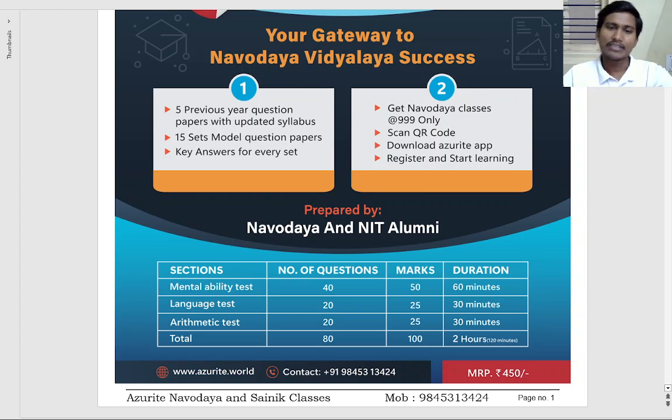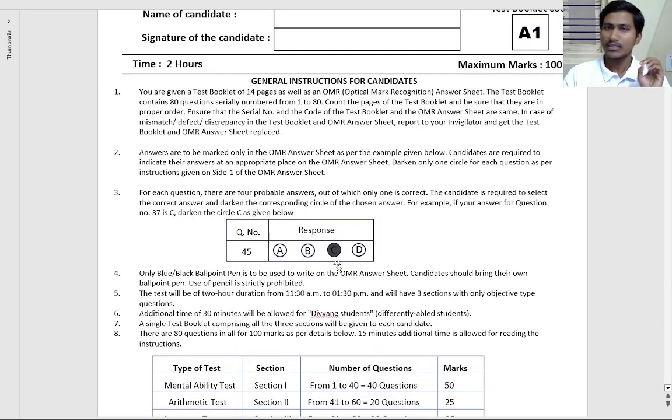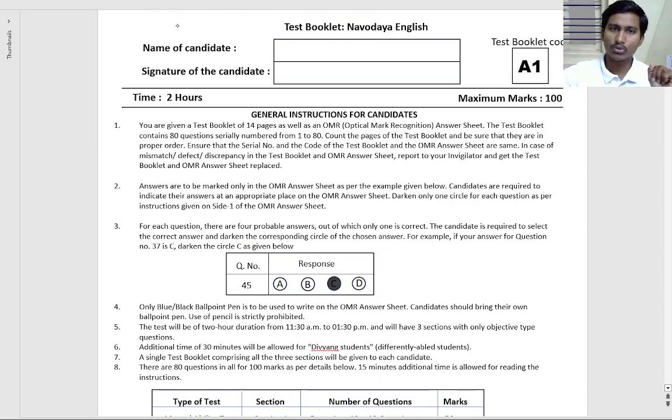Let us see the first question paper solution. This is how the paper will look. You have to write your name on the question paper and your sign. This is the standard procedure you have to complete.